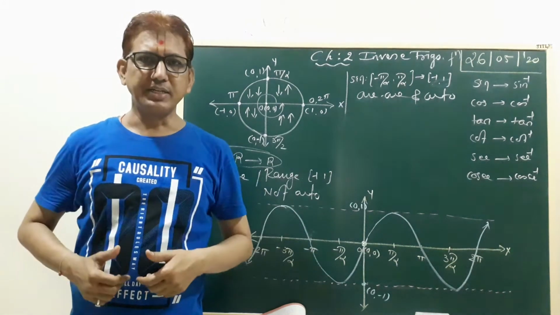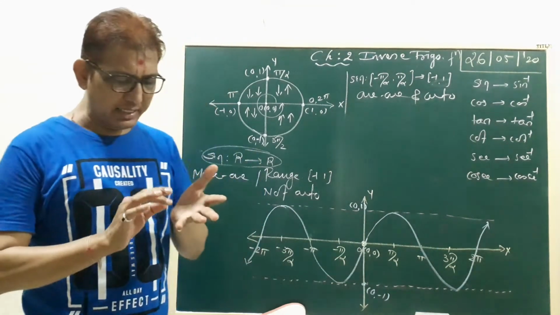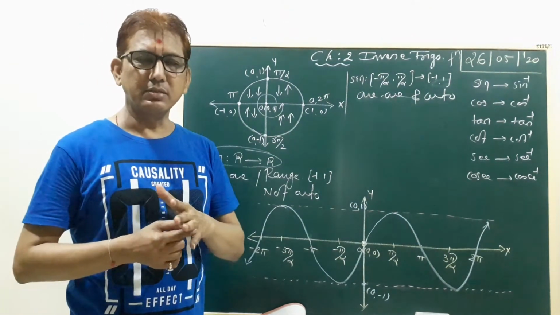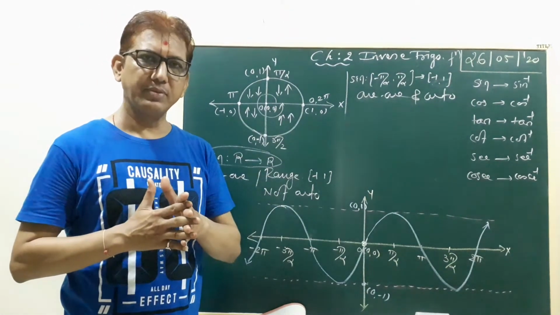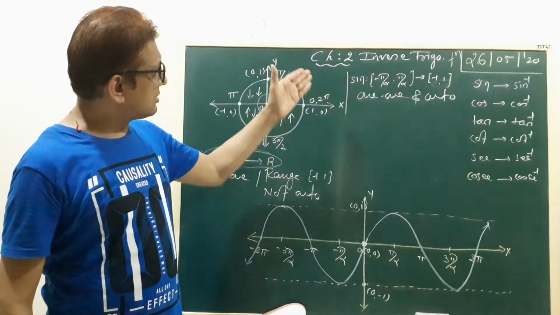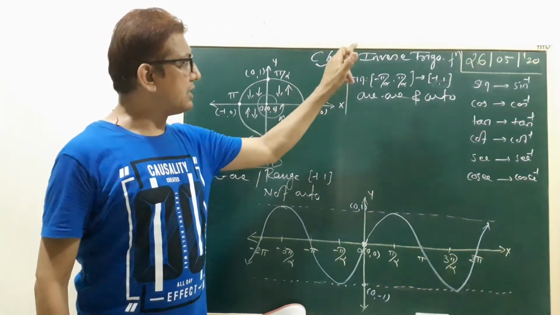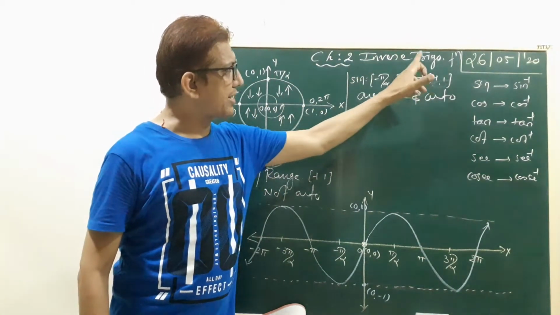Jai Swaminarayan friends, we have completed the first chapter, relation and function. Now we start chapter number 2, inverse trigonometric function.